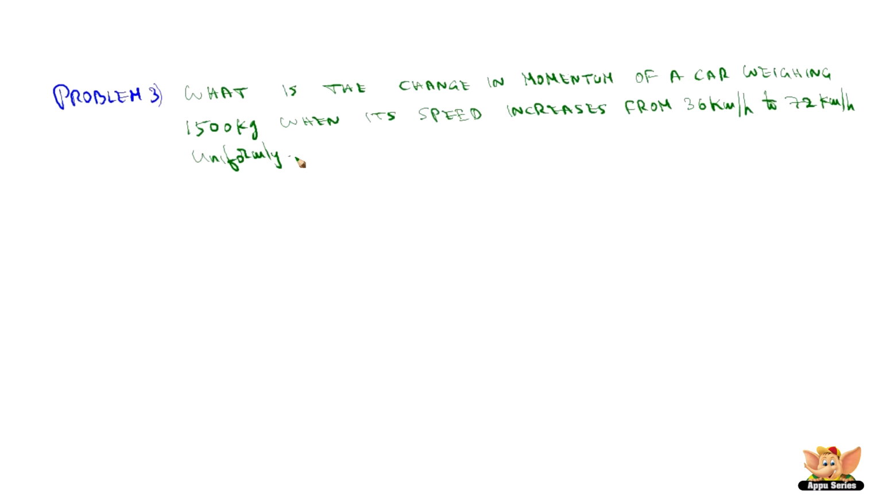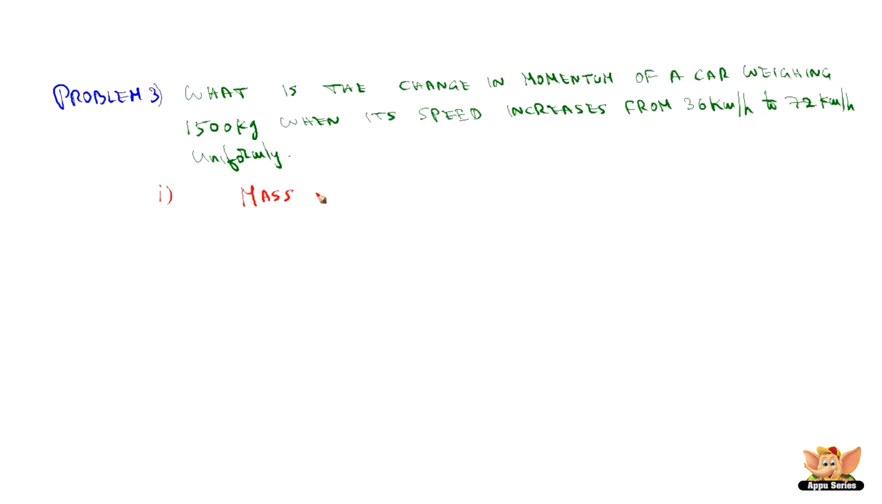Problem 3. What is the change in momentum of a car weighing 1500 kg when its speed increases from 36 km per hour to 72 km per hour uniformly? So let us see the first part of the problem.